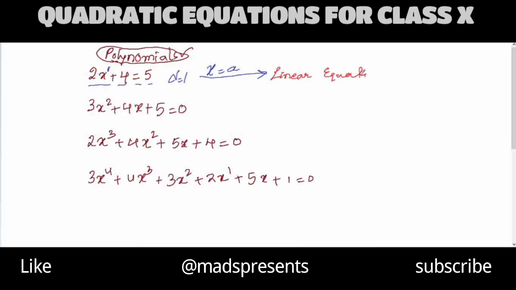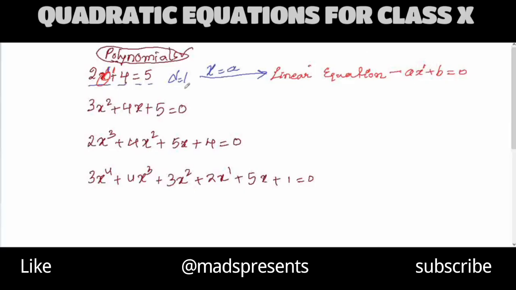So try to understand what a linear equation is. A linear equation is an equation whose degree is equal to 1. That means you have x power 1 or y power 1, any variable whose power is 1 only. The general form is ax plus b is equal to c. The highest power is 1, so this is called a linear equation.